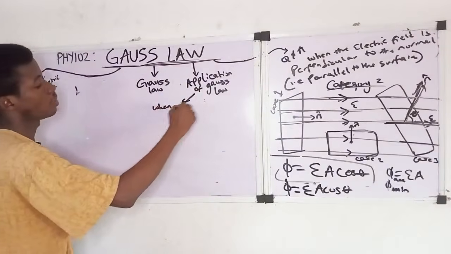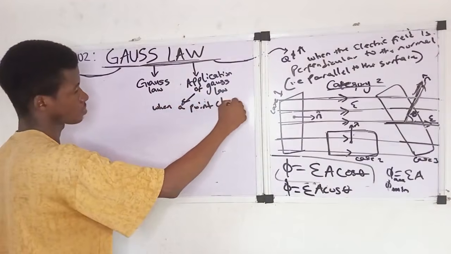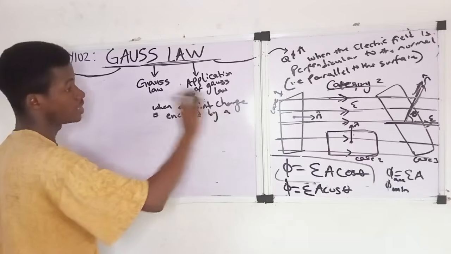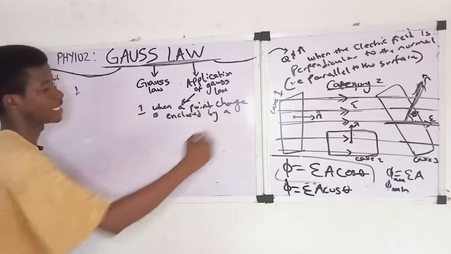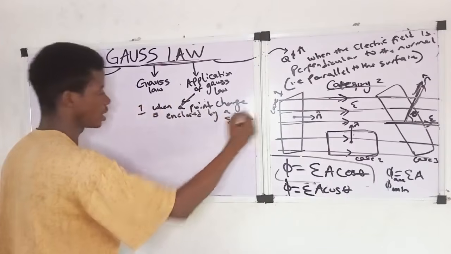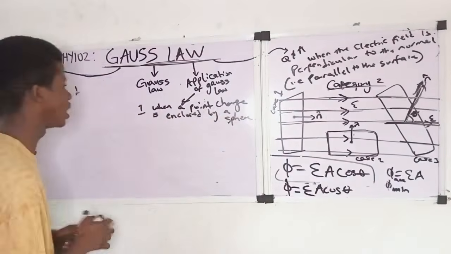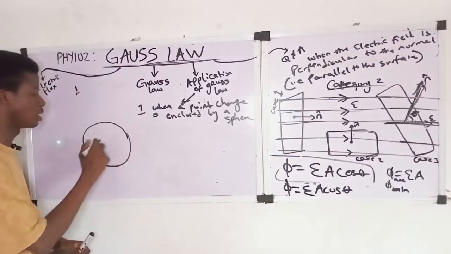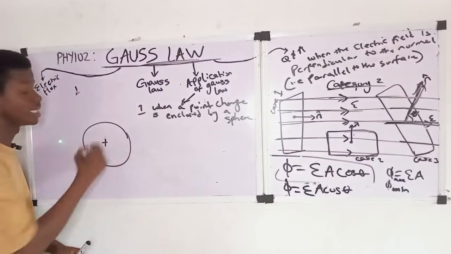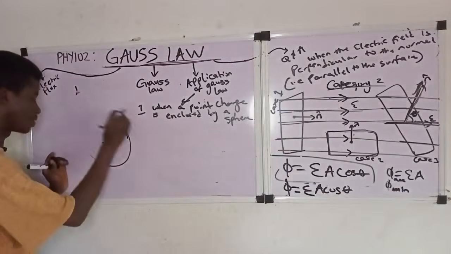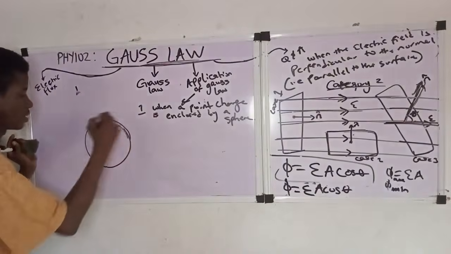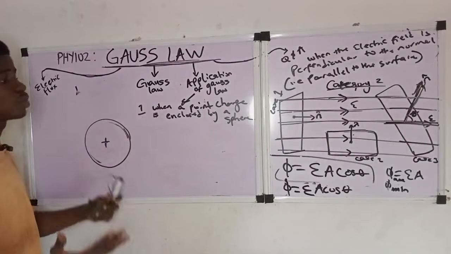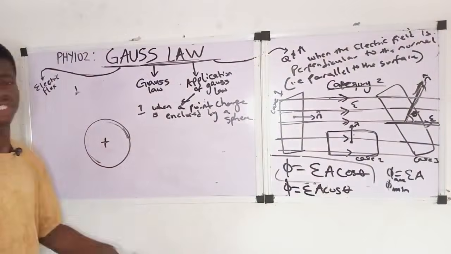When a point charge is enclosed by a sphere, that is the first application. Let's say this is a sphere, and this is the point charge, which is enclosed by this sphere. Don't mind my drawing. They'll ask what formula we are going to use to calculate the electric flux.